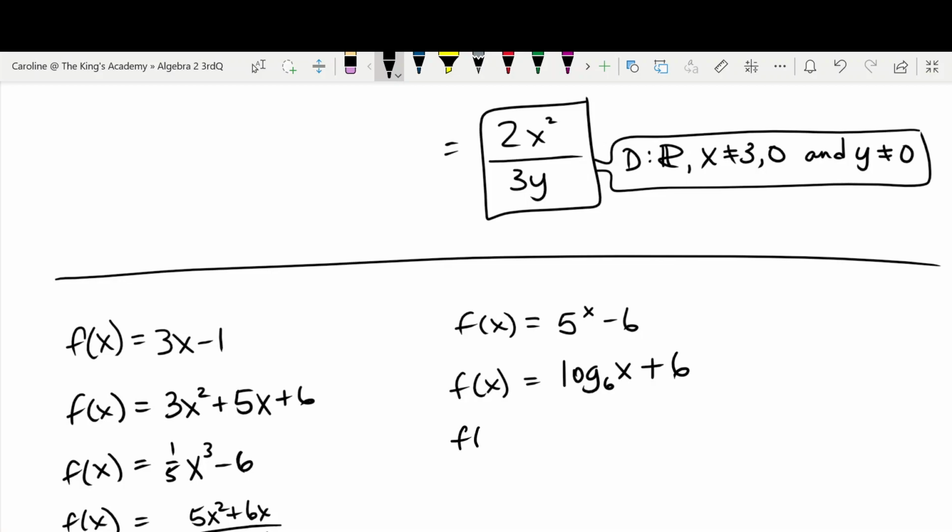I'm using a lot of 6s. I don't really know what my issue is right now with the number 6. Something else.